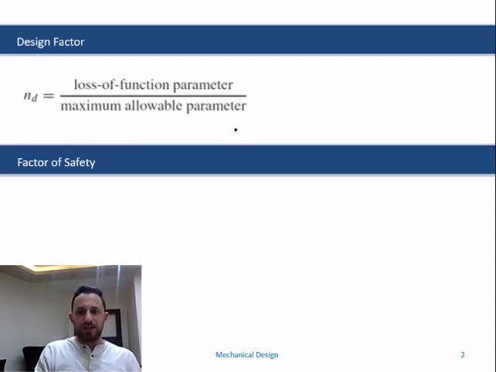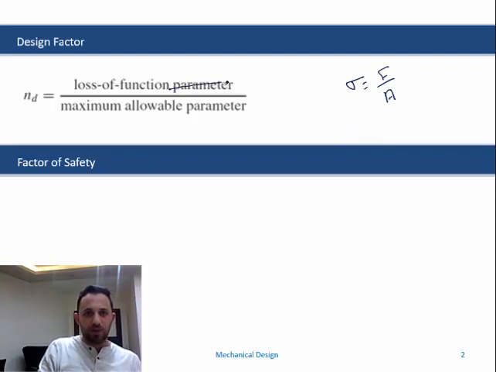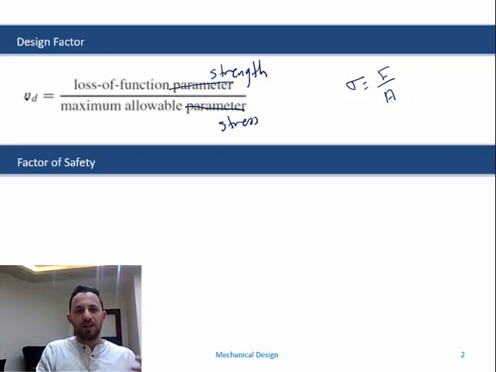However, the stress may not vary linearly with load. It is more common to express the design factor in terms of strength and stress. And we know that the stress is equal to the force over area. So if we replace this parameter with the strength, and this with the stress, and we calculate the design factor at the last stages of the design, it becomes the factor of safety. So the factor of safety and the design factor are interchangeable in meaning, but numerically they are different.